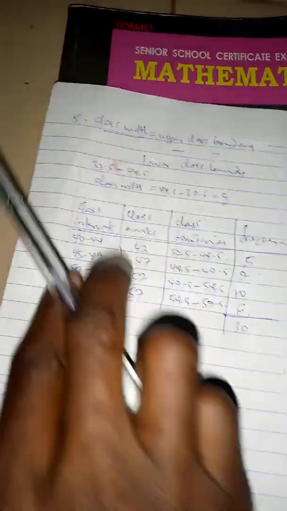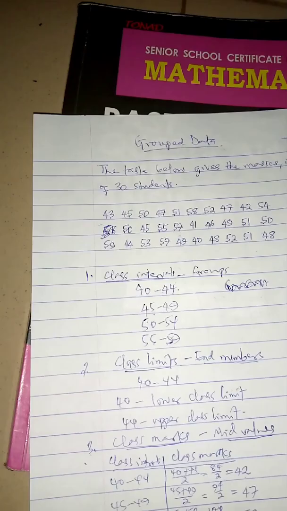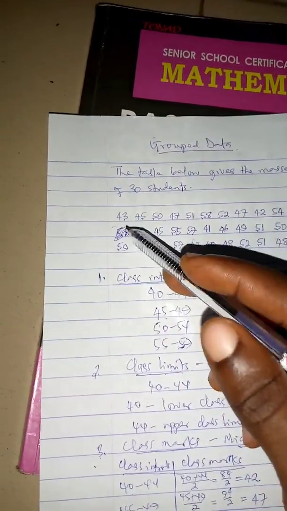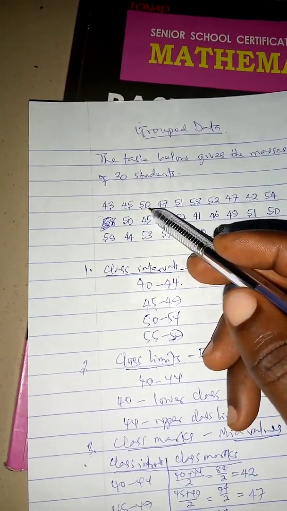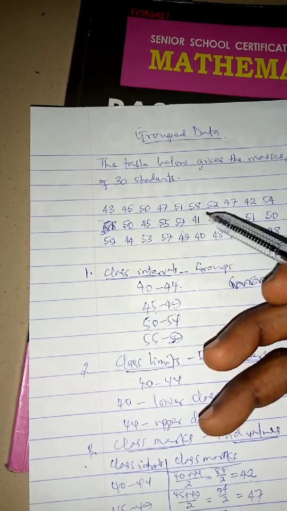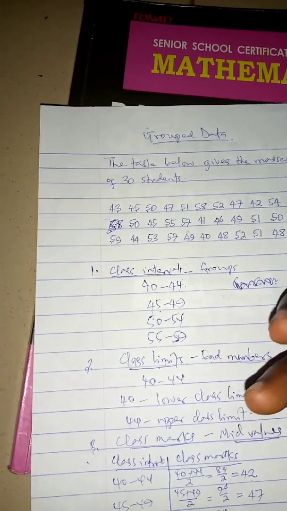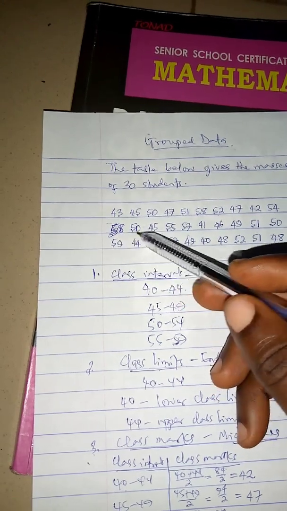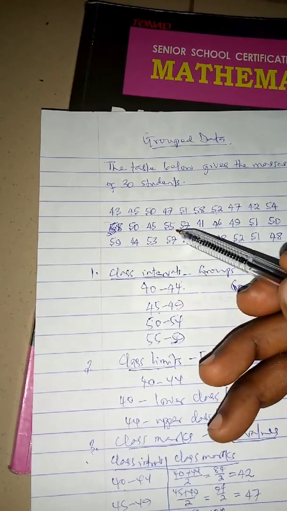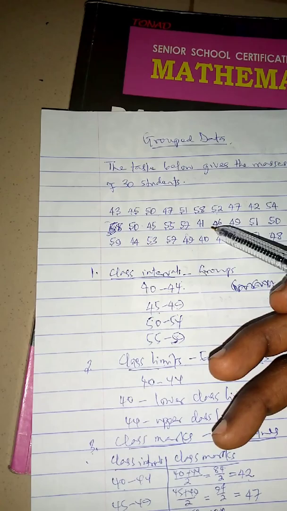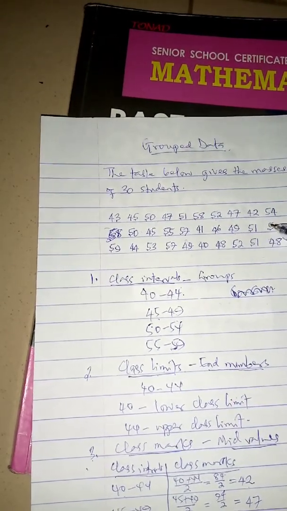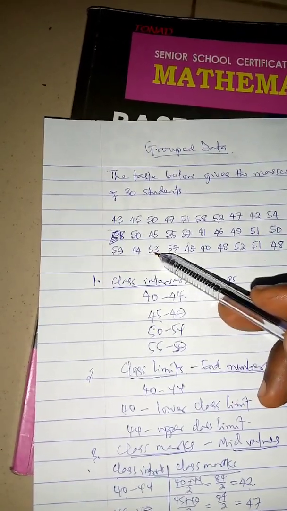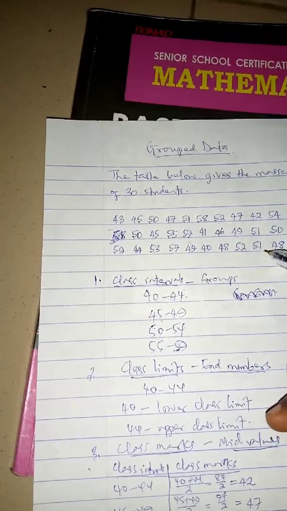For 50 to 54, you look for 50, 51, 52, 53, 54. Row by row, 1, 2, 3, 4, 5. This is 58, don't count it. For 50 to 54, 6, 7, 8, 9, 10. That's why you are seeing 10 here.